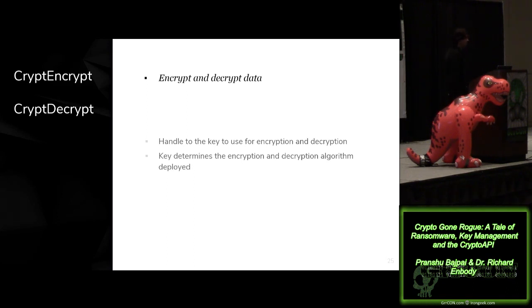So CryptEncrypt can be used to encrypt the files, so all it needs is a handle to the key. So the generated AES symmetric key will be provided, and then that handle can be used to go ahead and start encrypting the files. You don't even need to specify which algorithm to use, because the key will specify which algorithm to use. If it's an AES 128-bit key, then it will use the AES encryption algorithm to go ahead and encrypt it.